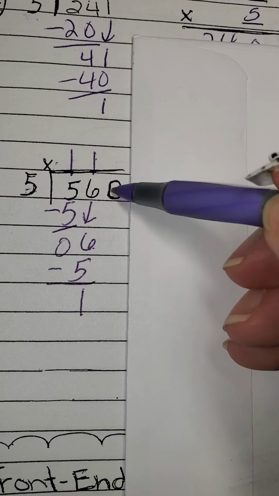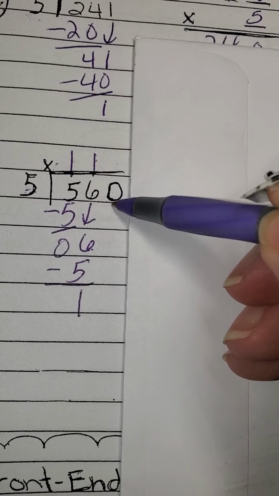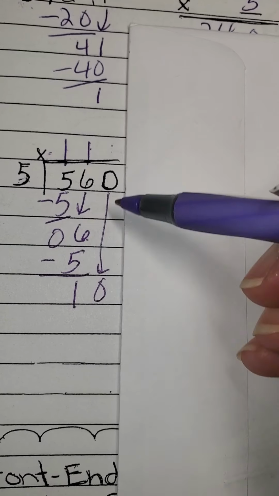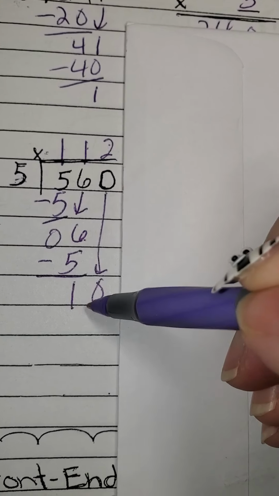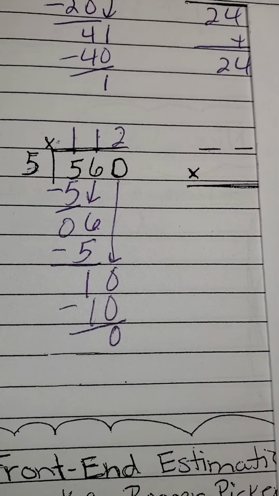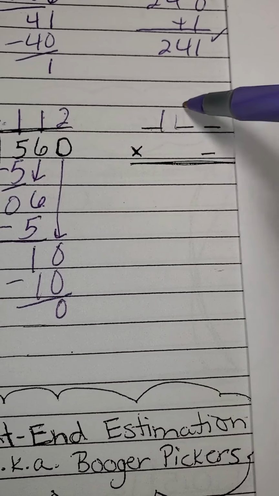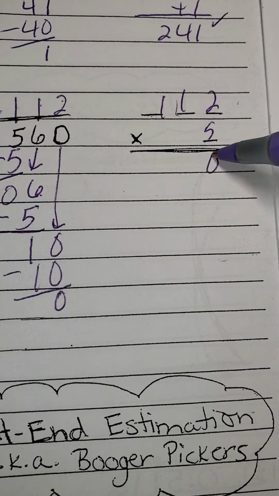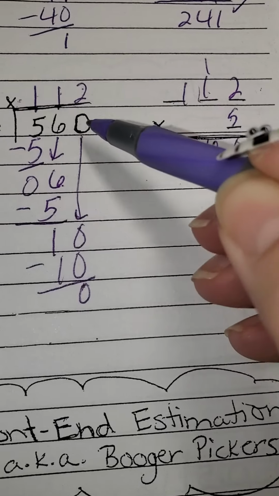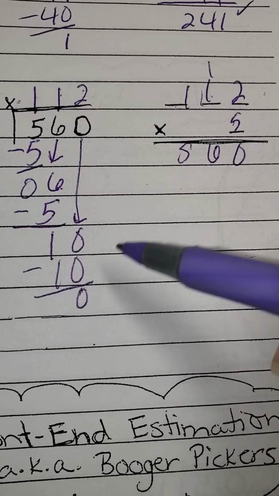We need a number above this 0. We're going to keep this column straight. Drop that all the way down. What times 5 is close to 10? 2. 2 times 5, 10. Difference of 0. 112 times the 5. 10. 5 times 1 plus 1 more is 6. 5. And it matched up with nothing remaining.